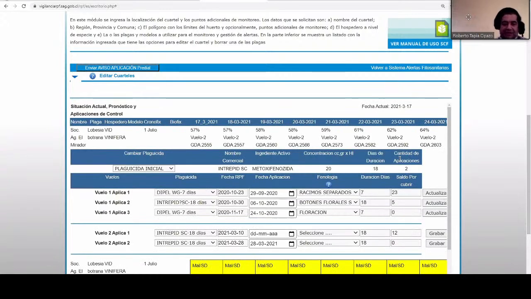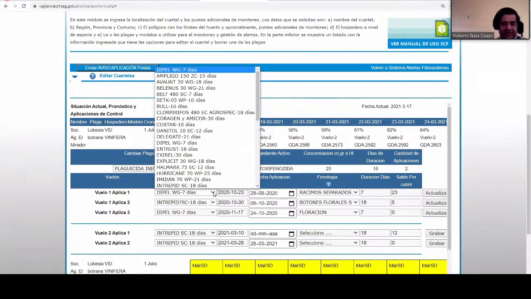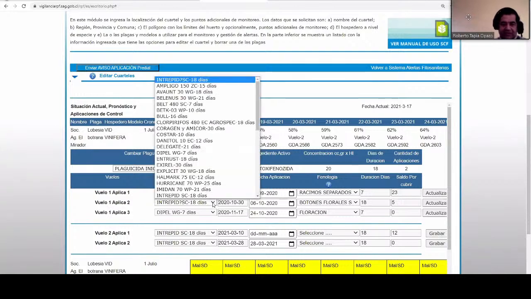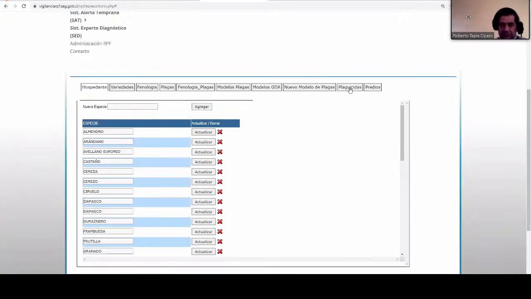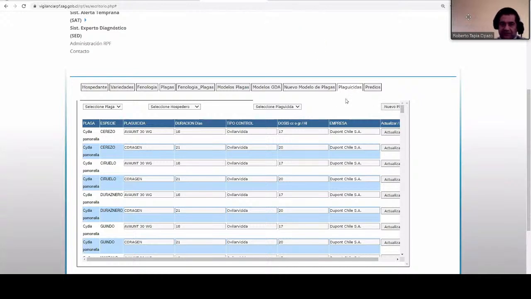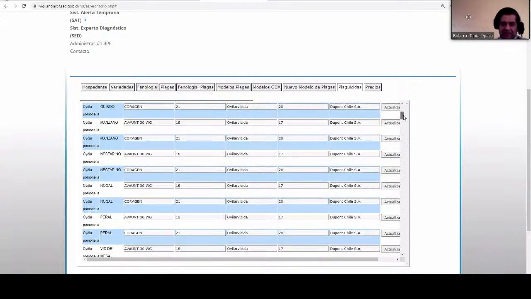So the system based on this pesticide will provide the following results: the number of applications based on length in days. So the Intrepid, for example, lasts 18 days, and these are the days left to be completed. So you can change the chemical control for each application. For Lobesia botrana, you enter the pesticides that are authorized in the new system. Aquí se van cargando los plaguicidas. And then here you see the pesticides, where they load. So this is for Lobesia botrana.